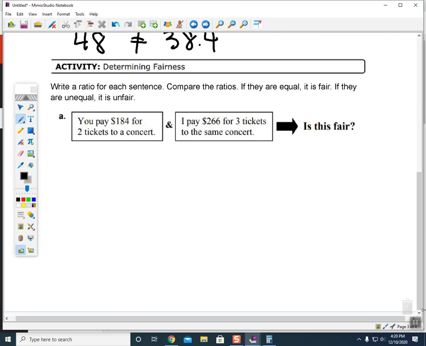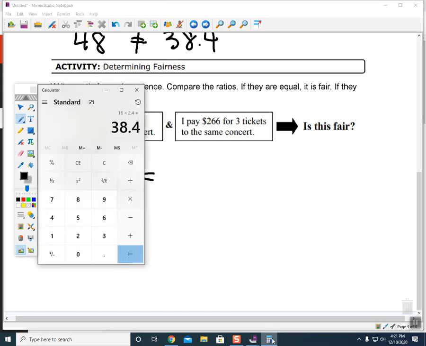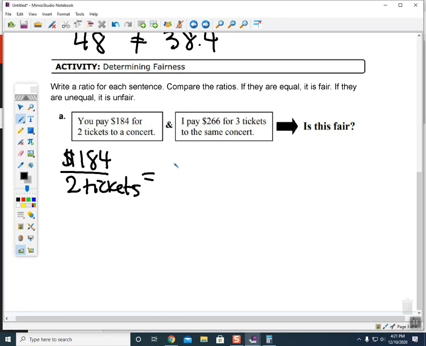Okay, so now we're going to use that, and we're going to see if these ratios are fair. So are these scenarios fair? We're going to do that by figuring out proportions. So in this first example, you pay $184 for 2 tickets. So this is an example where I think unit rate is a little bit more of a useful way to solve this. So let's figure out how much money did I pay per ticket? Well, 184 divided by 2 tickets means that I paid $92 per ticket.